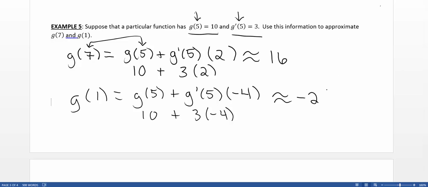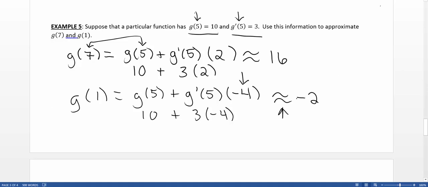So again, a couple things we have to be careful about. With your delta x, if you're moving backwards from the point you have, your delta x needs to be negative. The other thing we said was important is that you multiply before you add when you're plugging things into your formula. And then finally, all of these are approximations. None of these are exact. So we're not going to use equal signs with our final answer. We're going to use approximations.